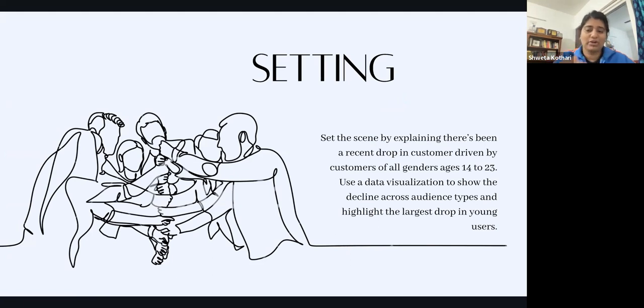So you show an audience decline type, you show gender type, you show age type, and you break down the data to understand which is that segment that's been most affected. Highlight the largest drop in young users. So you will use data visualization to show to the management of the company or to the world that, look, this is the most affected people. These are the people who are not buying from this company anymore.